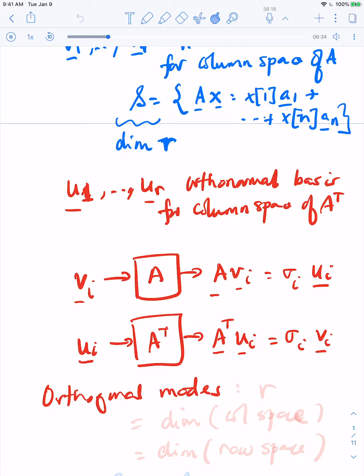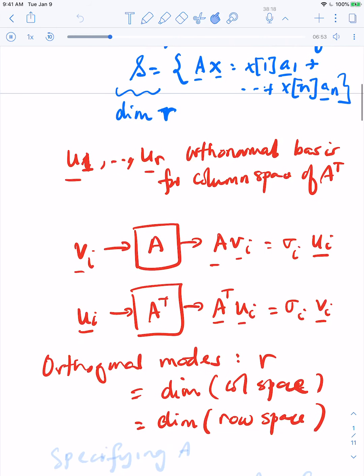There are R orthogonal modes, R of them, where R is the dimension of the column space, equal to the dimension of the row space. So that's what the singular value decomposition of a matrix is, and I can write it.